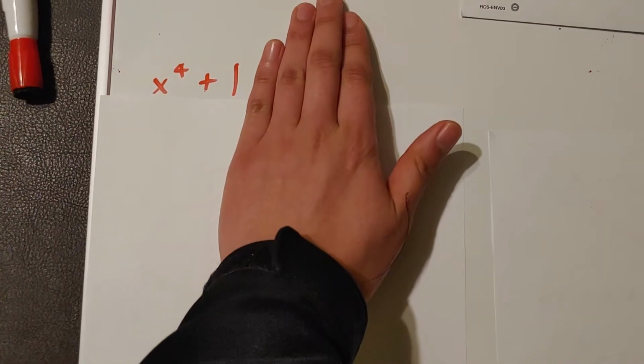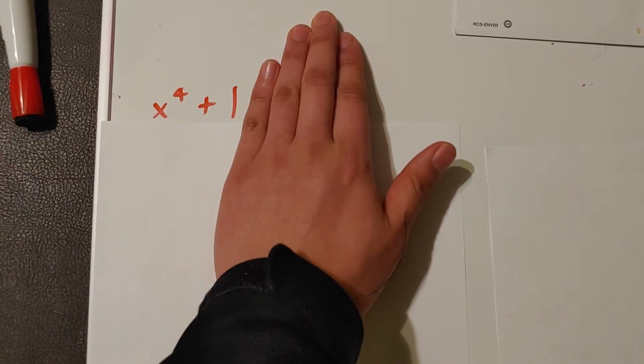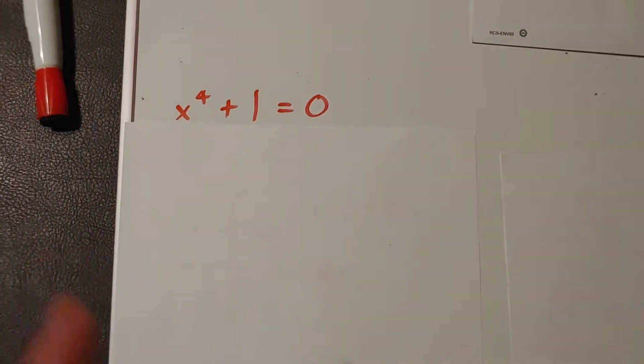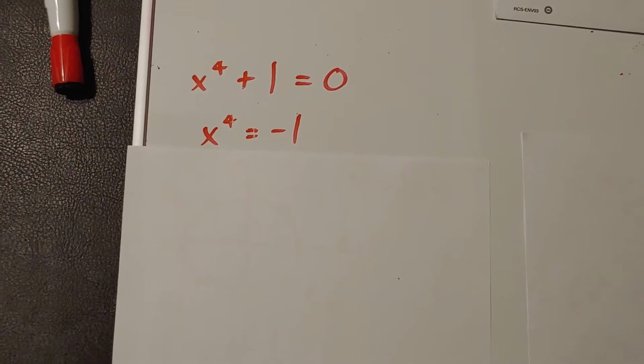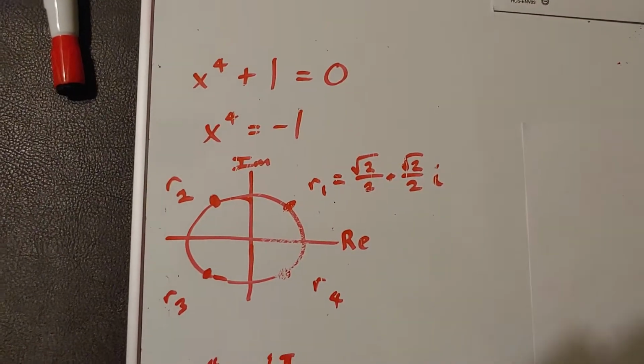So you want to factor x to the fourth plus 1. Well, to do that, let's first look at the equation x to the fourth plus 1 is equal to 0, and we'll try and find the roots of this and use that to factor. Right, so subtract 1 from both sides, and those roots to that equation end up looking like this.